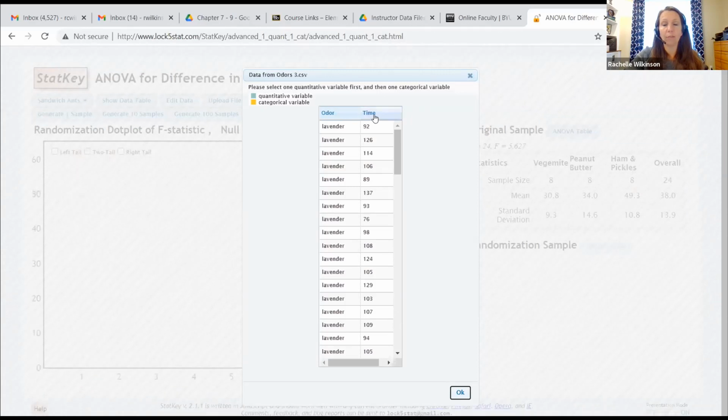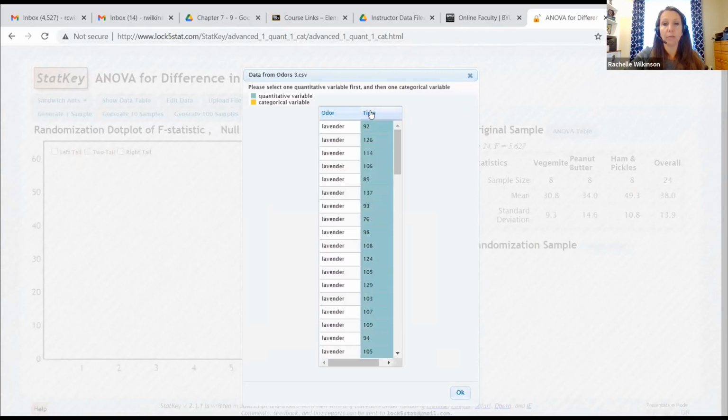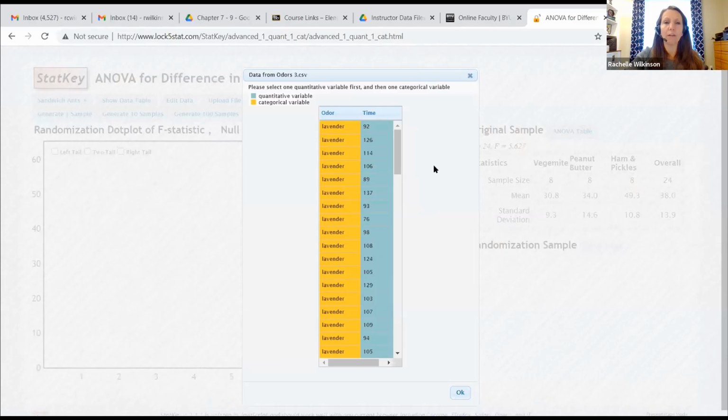So our quantitative variable was time. I'm going to click on where it says time. And then my categorical variable was the scent, the odor. So I'm going to click on odor, and it's going to color-code that yellow to go with my categorical. Once you've identified your quantitative and your categorical variable, you can click on OK.